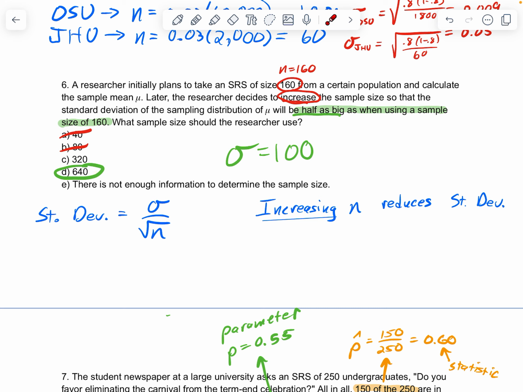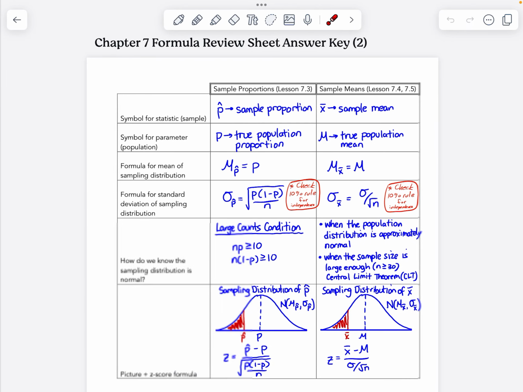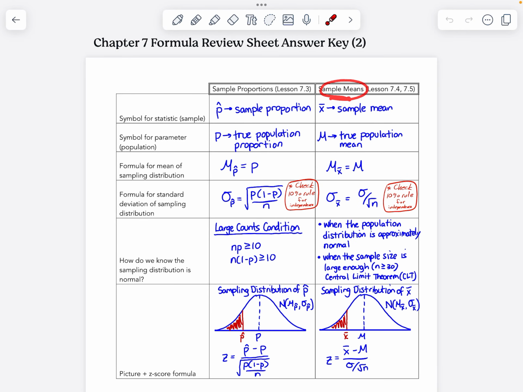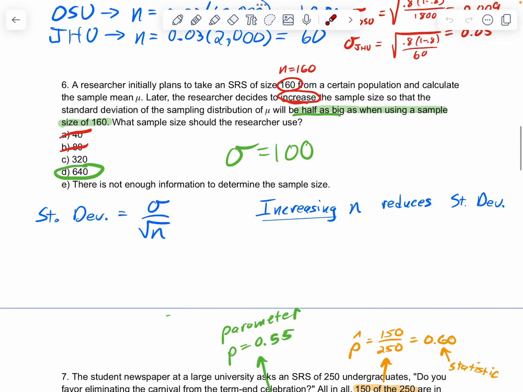What formula are we going to use for standard deviation? Well, cheat sheet. It was a sample mean, standard deviation right here. Sigma over root n. Now, the problem is it does not give you sigma, so why don't you just make one up? You can pick anything you want, 100, 200, 500, 8 million, I don't care. It doesn't matter. So then just test these two.